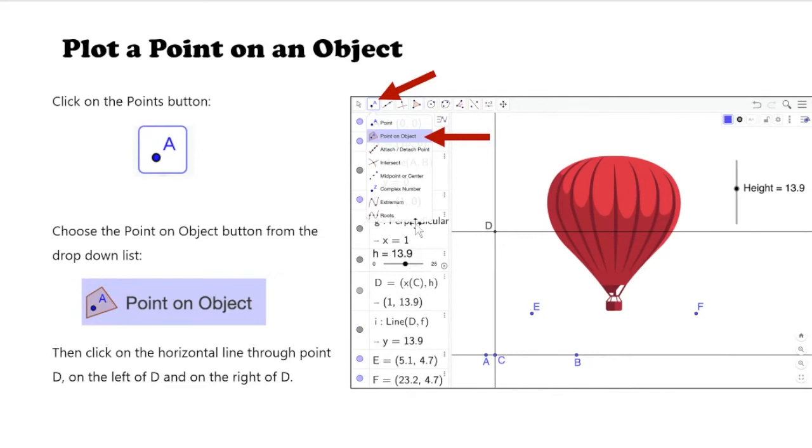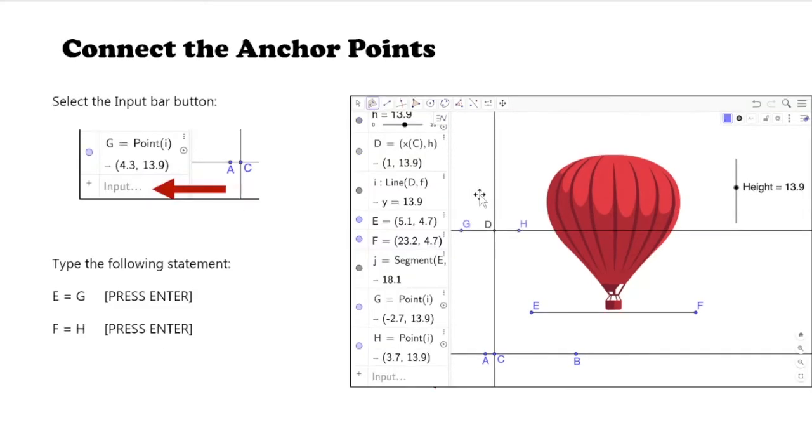So I'm going to add points to the parallel line. We go up to the point tool, and one of the options from the drop-down list is point on an object. So we'll select that, and then we click the parallel line going through D, on the left of point D and on the right of point D. We're doing this without any specific definition, and that's going to allow us to slide points G and H on that line to resize the balloon once we anchor it.